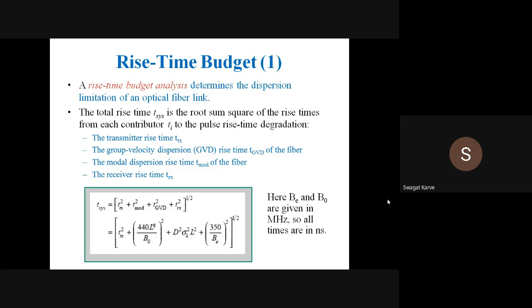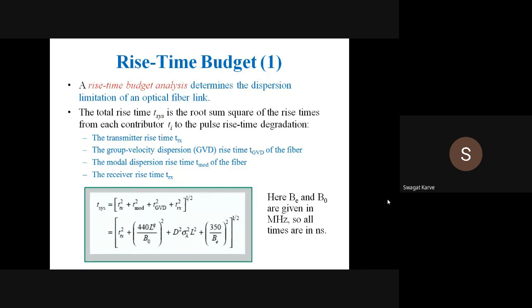You have to square all these factors, add them, and then finally take the square root of that addition. Then you will get the total rise time of that particular system, right?